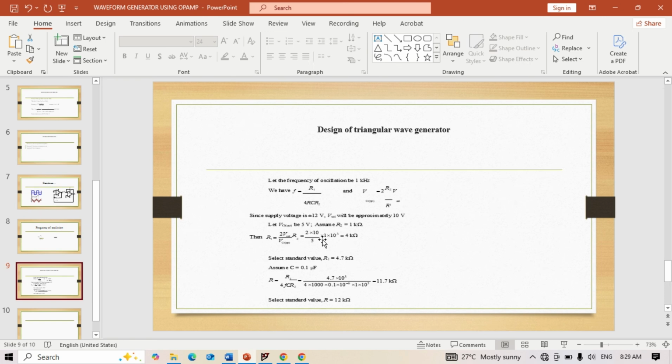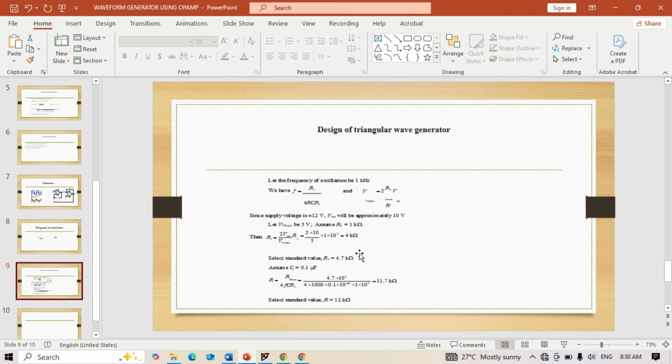And by assuming R2 equal to 1K, we can calculate R1. From the above equation, R1 is equal to twice V saturation divided by V out peak to peak times R2. We substitute the values here. Then R1 will be 4K, but 4K is not standard, so we have to take a standard value close to 4 kilo ohms. So R1 should be 4.7K, which you can buy commercially from any stock.